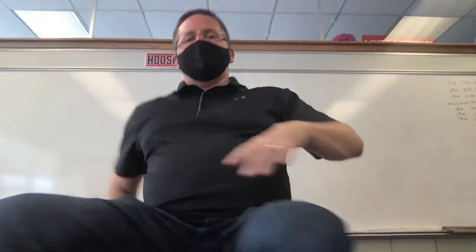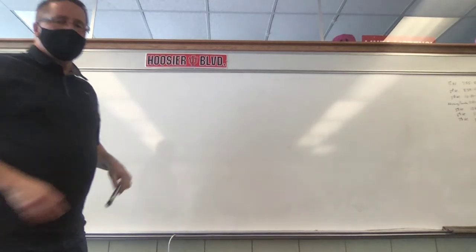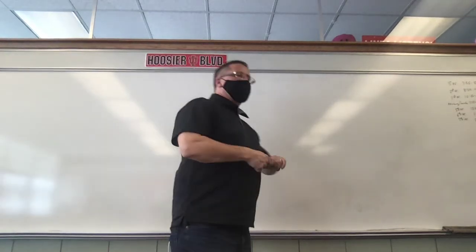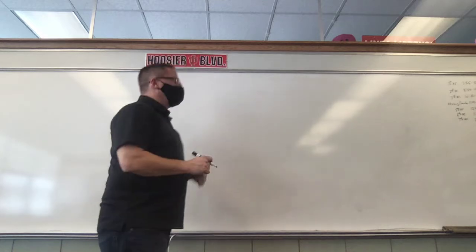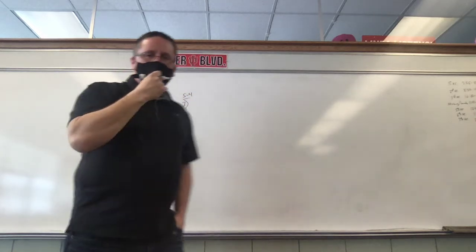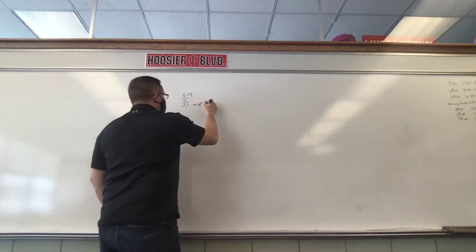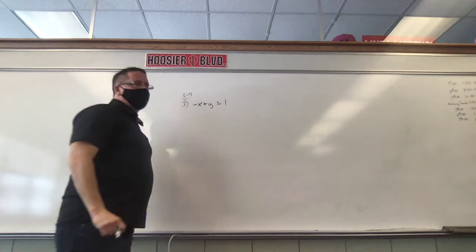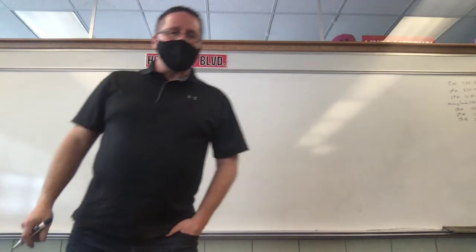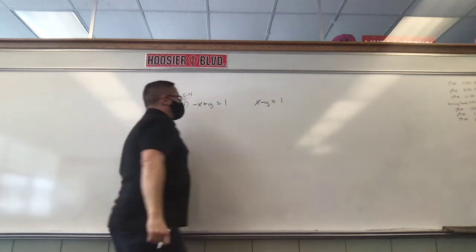Good. Okay, so on section 5.4, we're still solving systems of equations, and the first few, they want us to graph them to find the solution, okay? So when we look at this, first question is question number 3. They give us negative x plus y equals 1. I'm going to write these side by side, okay? And then x minus y equals 1. Okay, so we're rolling side by side here.